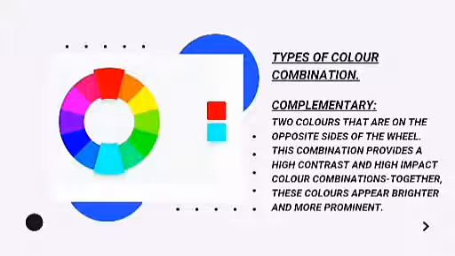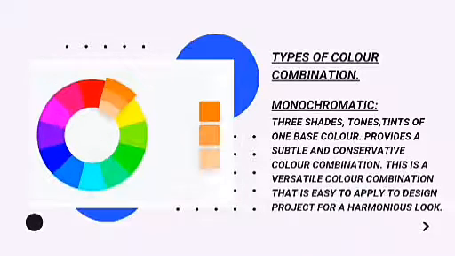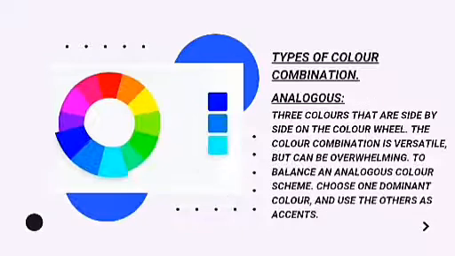The second one is monochromatic. Three shades, tones, and tints of one base color provide a subtle and conservative color combination. This is a versatile color combination that is easy to apply to a design project for a harmonious look. Analogous is three colors that are side by side on the color wheel. The color combination is versatile, but it can be overwhelming to balance an analogous color scheme. Choose one dominant color and use the others as an accent.